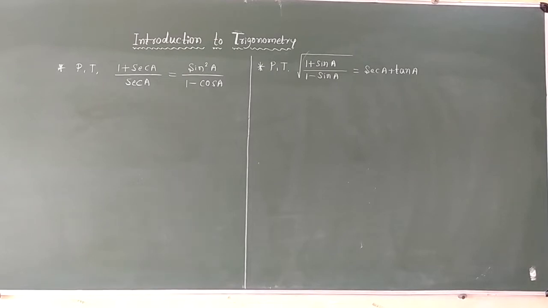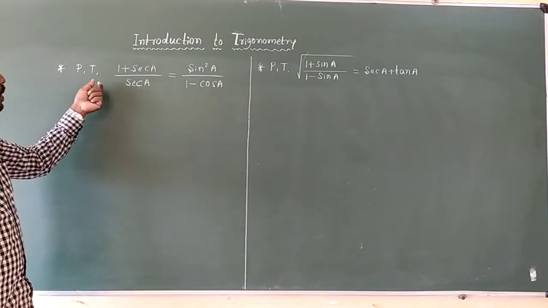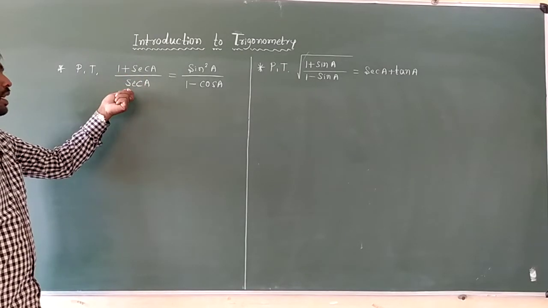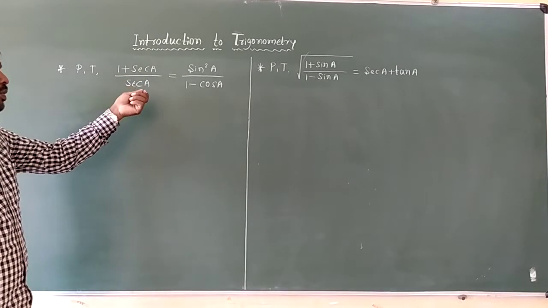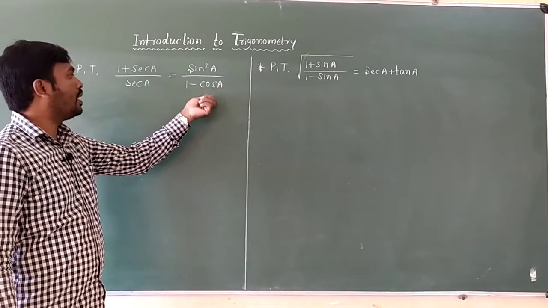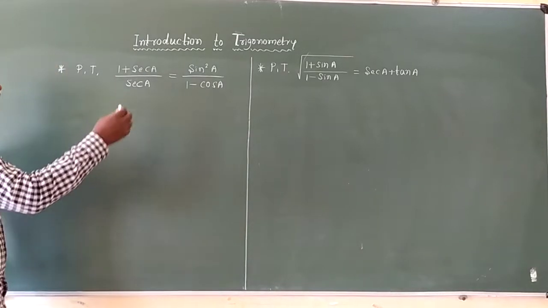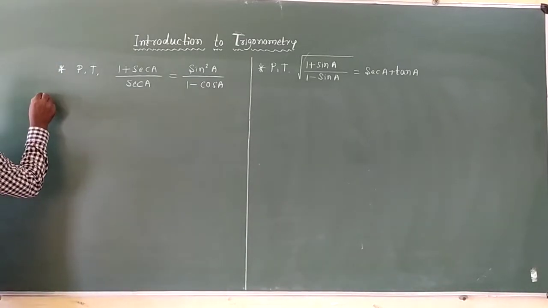Okay, children, let us discuss the continuation part of Introduction to Trigonometry. Those are exercise problems. Here, let us take the next problem here. Prove that (1 plus sec a) divided by sec a is equal to sin square a divided by (1 minus cos a). This is what we need to prove. We will go for the second problem after completion of this one. Let us solve this one.